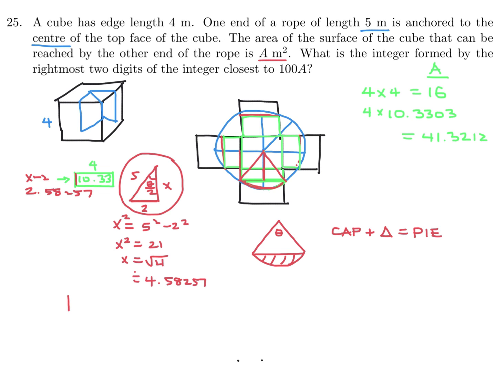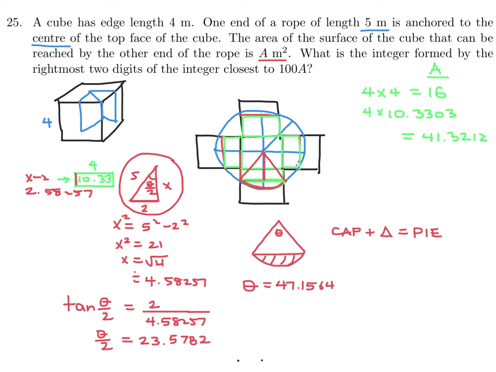So I guess I'll use tan. Tan of theta over 2 would be what? Opposite over adjacent, right? So it'd be 2 over x, and x is 4.58257. And you're allowed to use calculators on the Canadian exams. So when you do the inverse tan, you'll get theta over 2, 23.57082, I believe. So theta would be double that, which is 47.1564. Okay, great. So now I can figure this out.